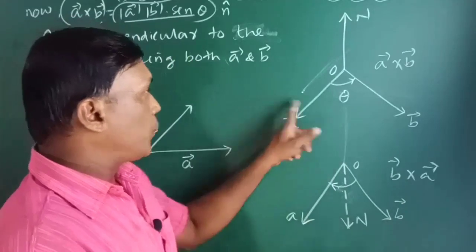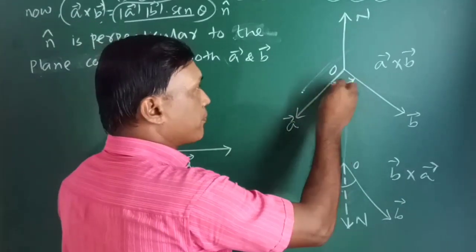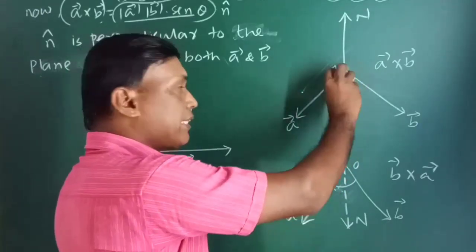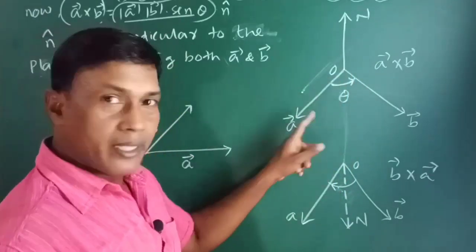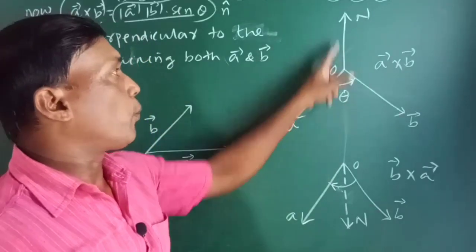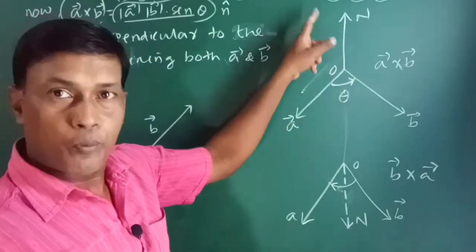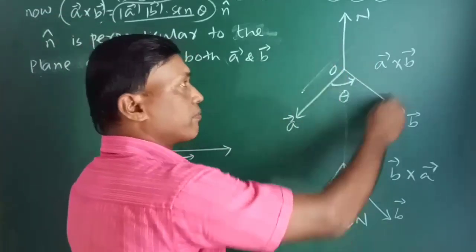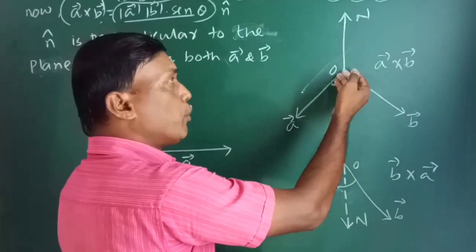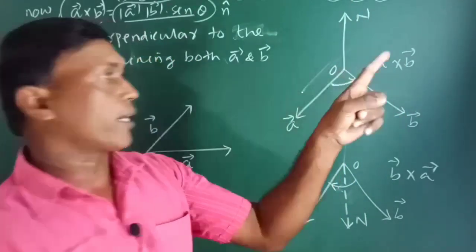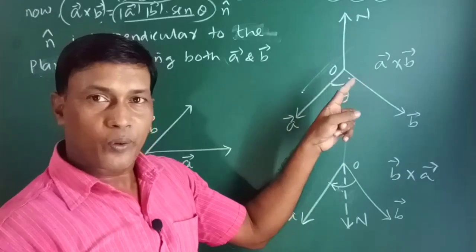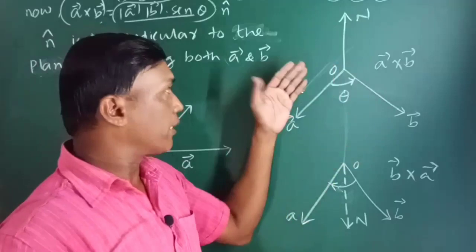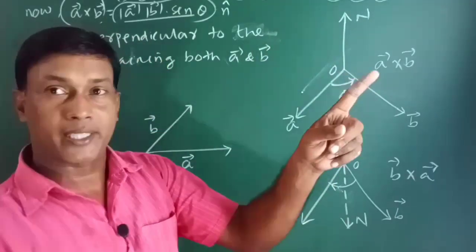Here A to B in this direction is anti-clockwise direction. As this is anti-clockwise direction, the direction of the unit vector is upward. Upward, because if you rotate a screw in anti-clockwise direction, the screw moves upward. So here the direction is upward, but we can't draw it. Actually this is upward, perpendicular to the plane. ये प्लेन को परपेंडिकुलर है, बट अपवर्ड डायरेक्शन में.